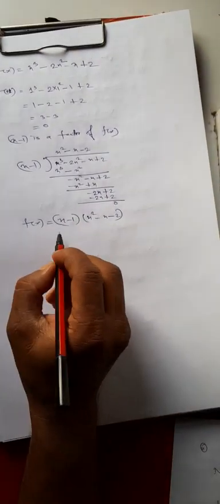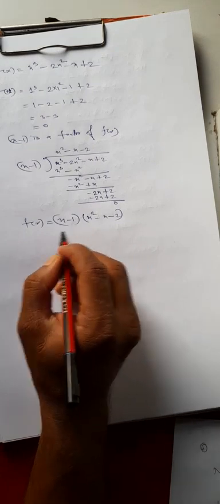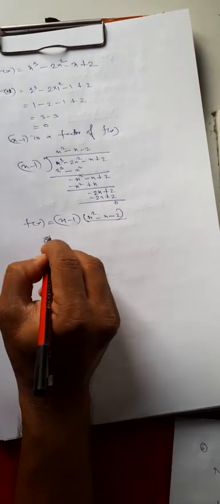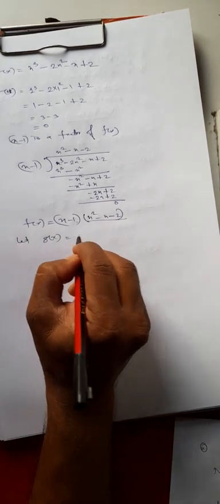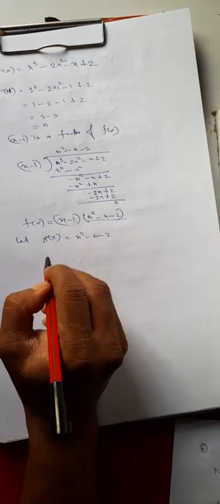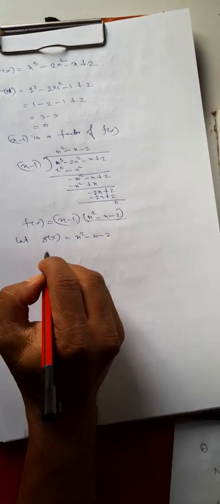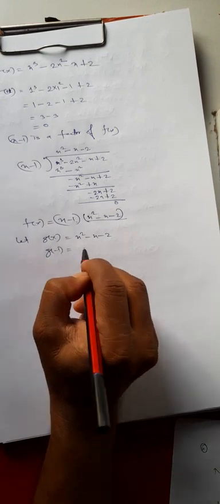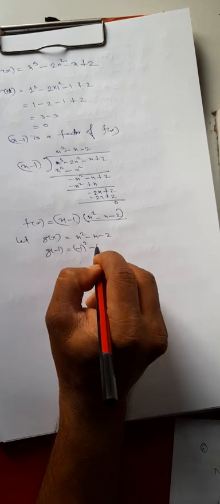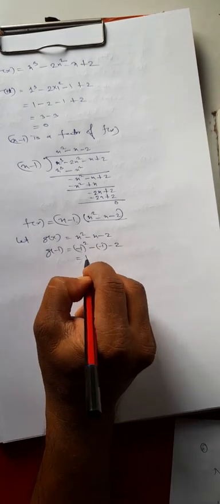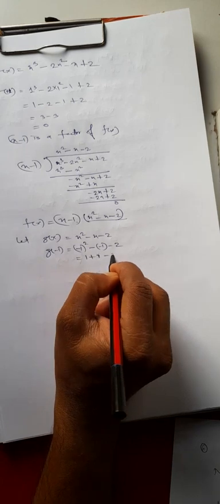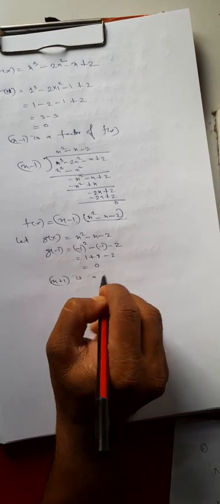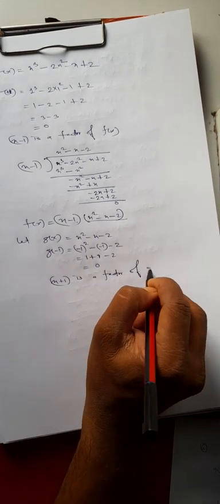So we find f(x) equal to the product of two polynomials. Say this is one polynomial, another polynomial is this. Now treat this polynomial as g(x). Suppose g(x) = x² − x − 2. Now we'll try to factorize this polynomial. Say for example, put x = −1: (−1)² − (−1) − 2 = 1 + 1 − 2 = 0. Therefore x + 1 is a factor of g(x).